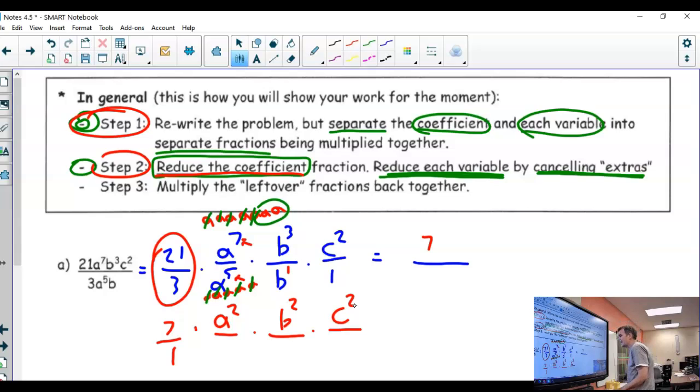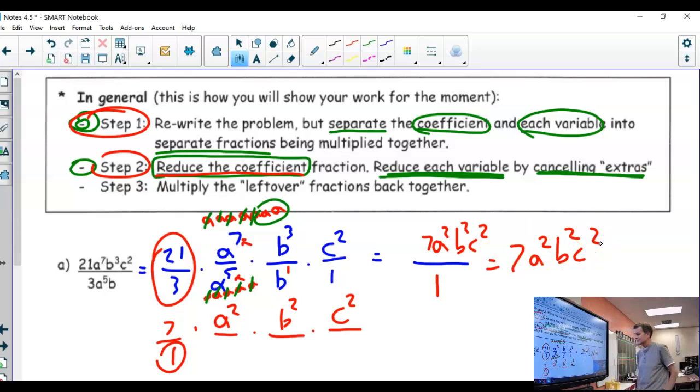So I end up with 7 A squared, B squared, C squared, all on top. And on the bottom, I have nothing but the coefficient left, 1. So I could just write this 7A squared, B squared, C squared, because it's all over 1.